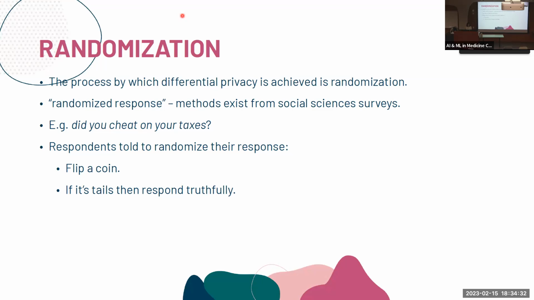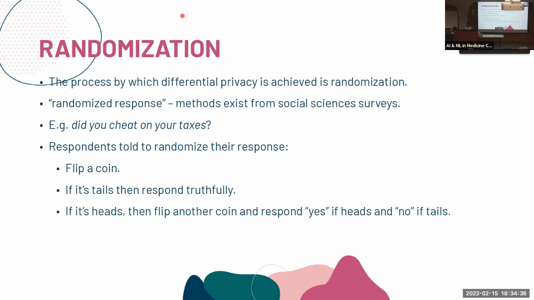Like if this is a question with a binary answer, did you cheat on your taxes, yes or no? If it's heads, then flip another coin. And if that second coin is heads, you respond yes, regardless of what your true answer is. And if it's tails, you respond no, regardless of what your true answer is. So now your answer is randomized, right? The person who is listening to your answer doesn't see how many coins you flipped or whether it was heads or tails or anything. All they see is your answer.